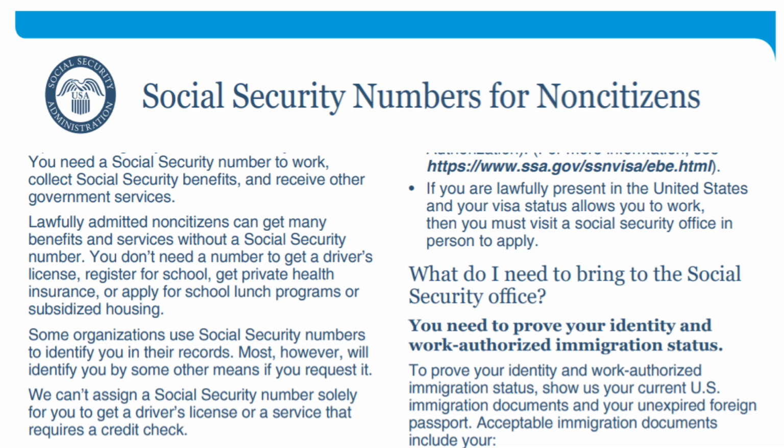The second paragraph directly talks about lawfully admitted non-citizens and how they can get many benefits and services without a Social Security number. Let's not forget, non-citizens are not entitled to immunities, benefits, or privileges by any means. In the second paragraph, they try to make it sound like there is some kind of way for somebody from a foreign country to sneak into the United States and claim a non-citizenship and get all the benefits and services without a Social Security number.